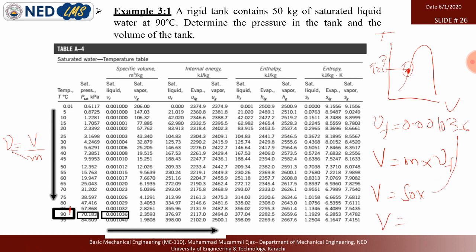And what is the answer? Let's multiply. 0.001036 multiplied by 50 is 0.0518 meter cube. It is simply 50 multiplied by 0.001036, and we get the answer over here. So let's stick to it.